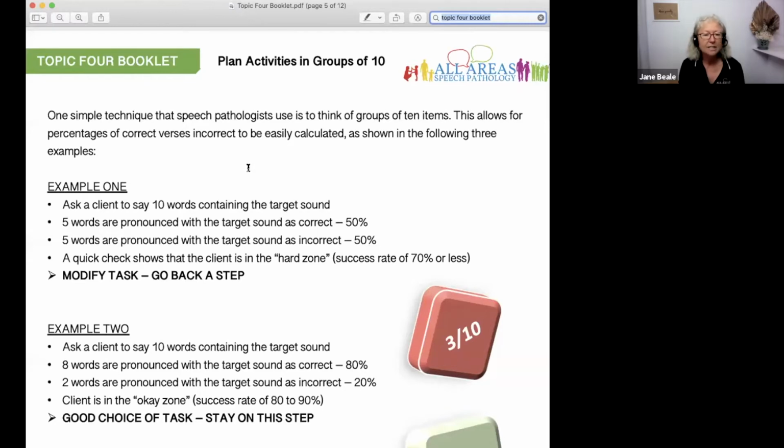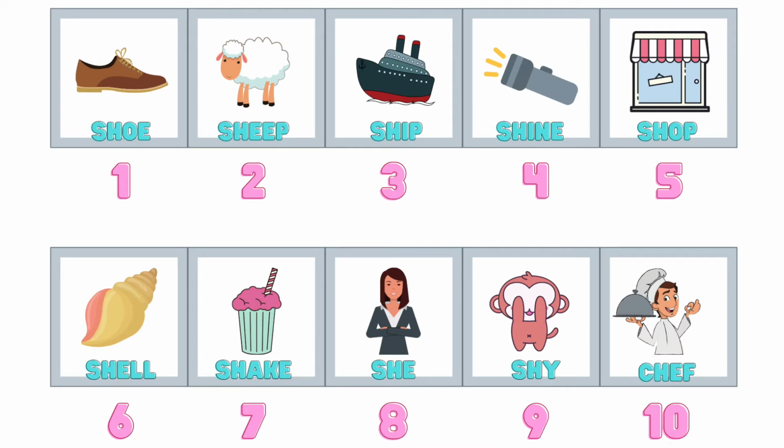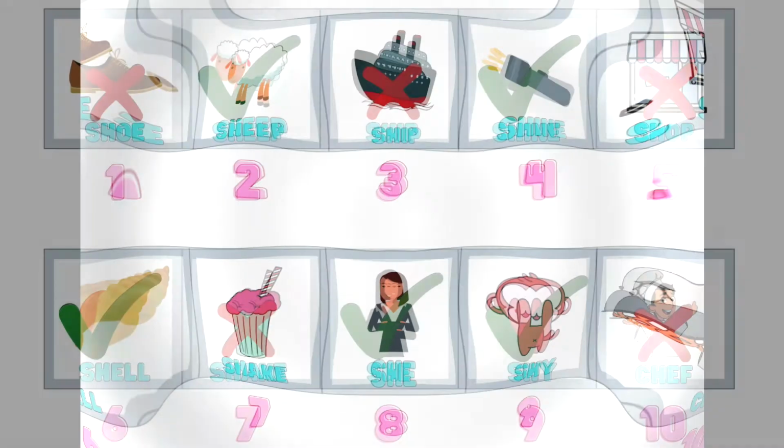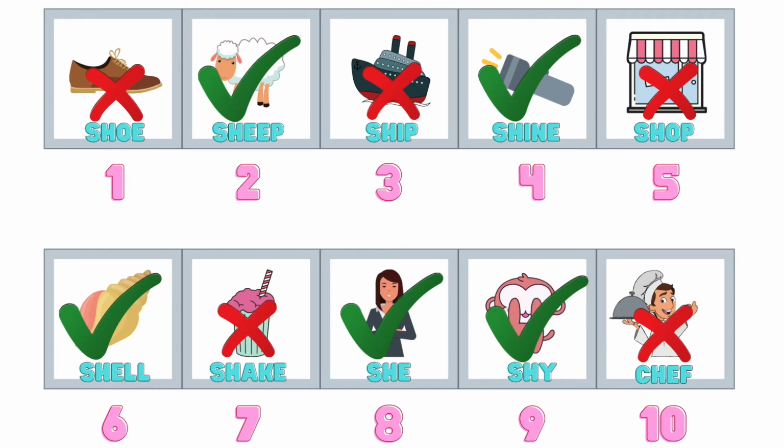We could ask a client to say 10 words containing a target sound. So we might say, could you say these words? And they all start with shh, for the SH sound. What we might notice is 5 of the words are pronounced correctly, but 5 of the words are pronounced incorrectly with a D. So instead of saying shoe, the client said do.